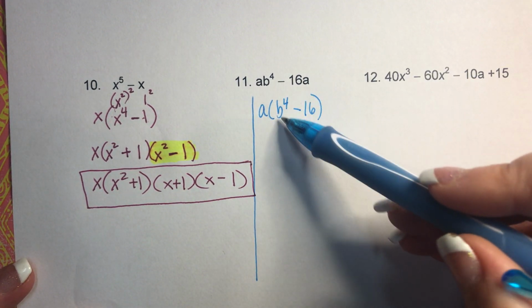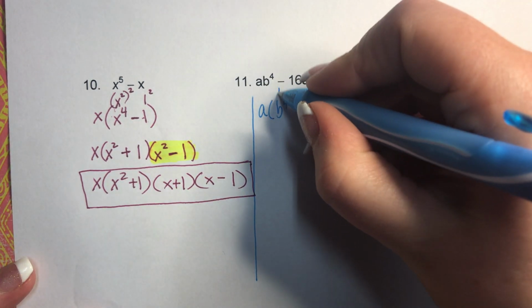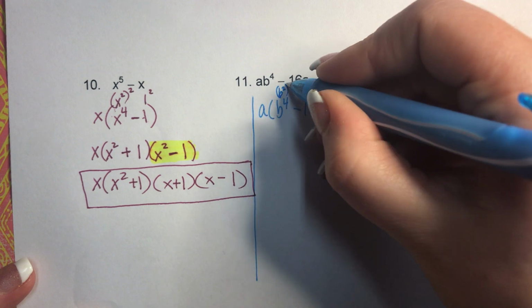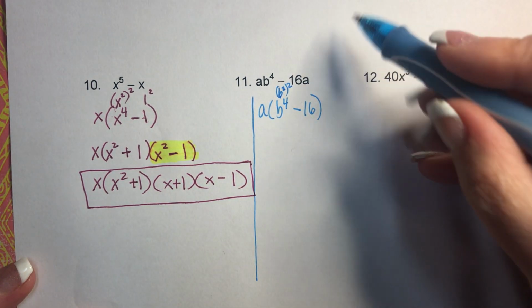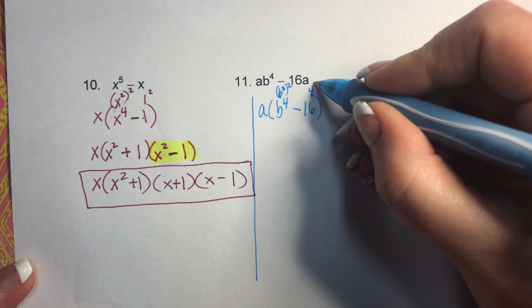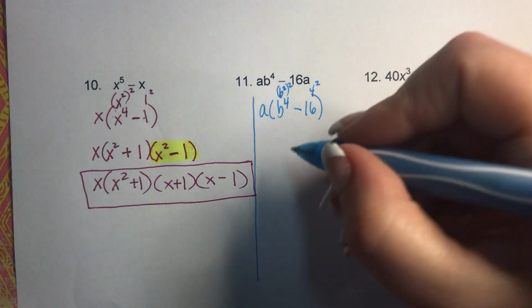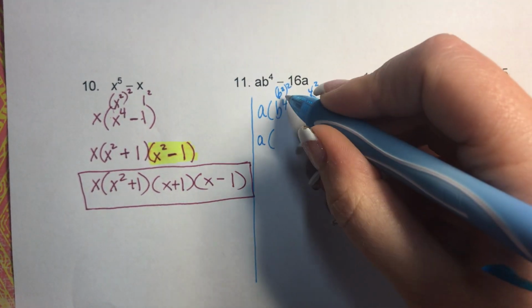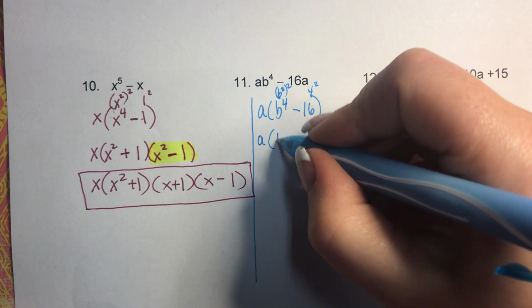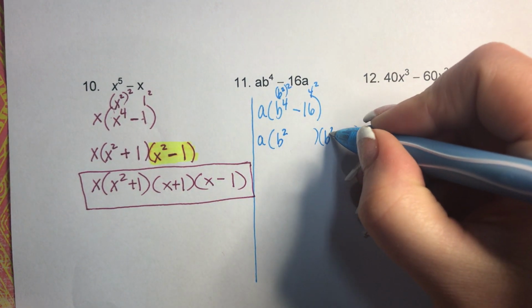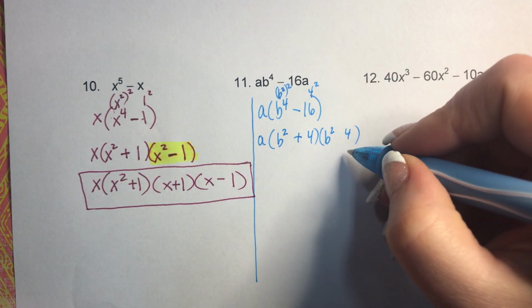Okay, so it's a binomial, so we're looking for a difference of squares. Is this a squared number? Yes, this can be written as b squared squared, right? The power rule, 2 times 2 is 4. Is this a squared number? Yes, this is the same thing as 4 squared, right? And is this a difference? Yes, so we can write it as a difference of squares. So we can go A times, and then I need my voot-voots. This would be b squared, 4, and 4. This is a negative, so one has to be positive, one has to be negative.